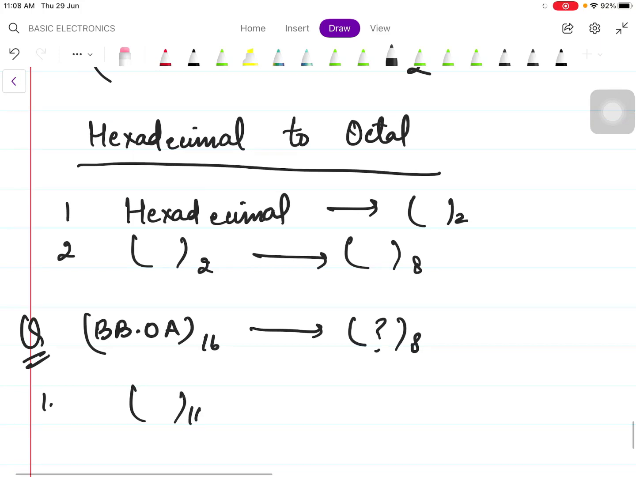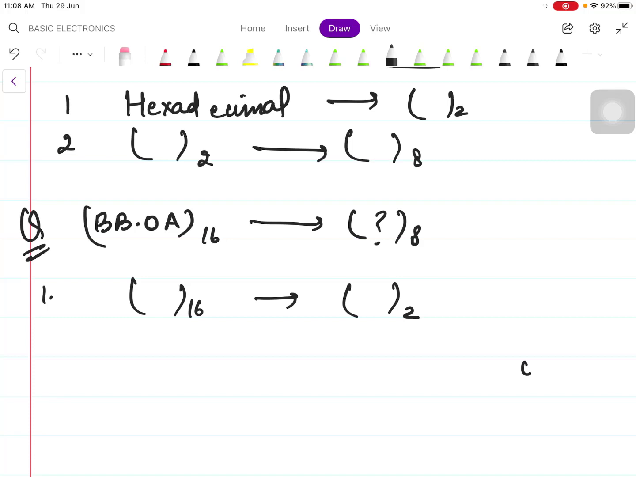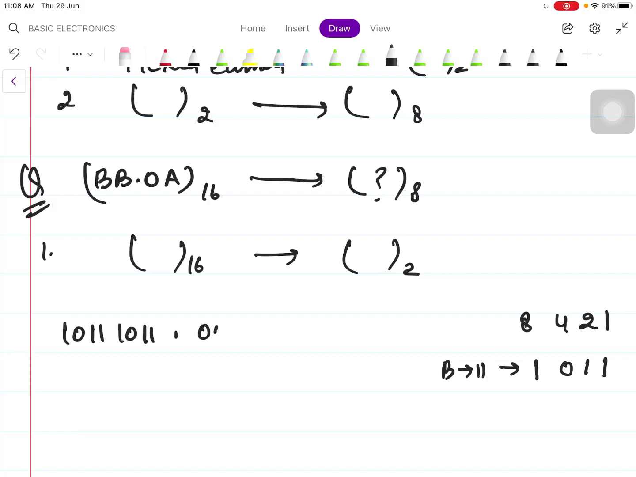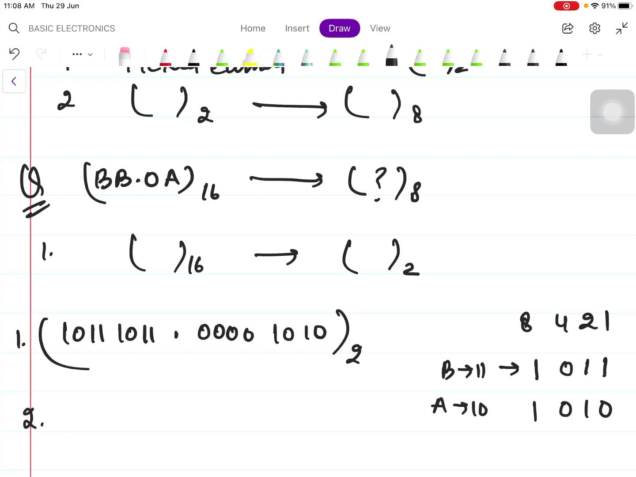The first step is to convert hexadecimal to binary, which we have seen. Hexadecimal code is 8421. So B represents 11. For 11, we have to place 1 under 8, 2, and 1: 8 plus 2 is 10, 10 plus 1 is 11. So 0 means 4 times 0, and A means 10. So 10 means 1010, that is 8 plus 2. So this is how we converted it. The first step is over. Now the second step is to convert from binary to octal.